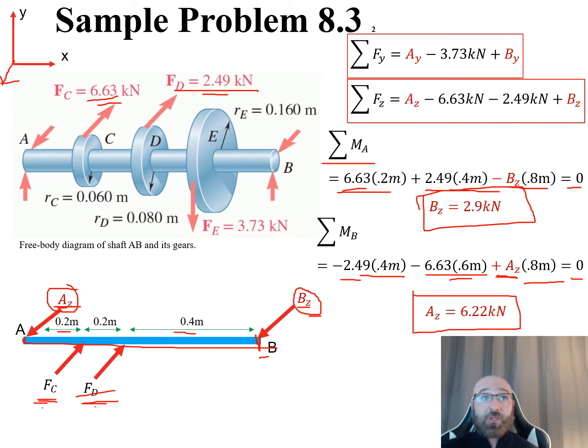So now we can solve this and have a value for A sub Z. So from summing our moments, looking at our Y or our XZ plane, we could find our B sub Z and our A sub Z.